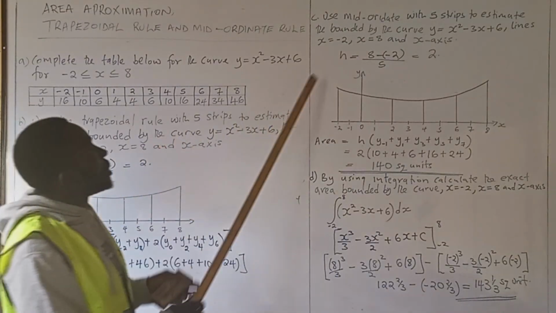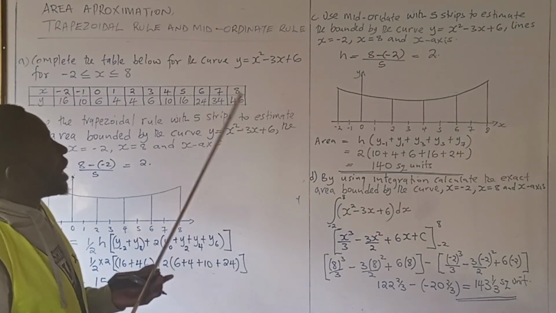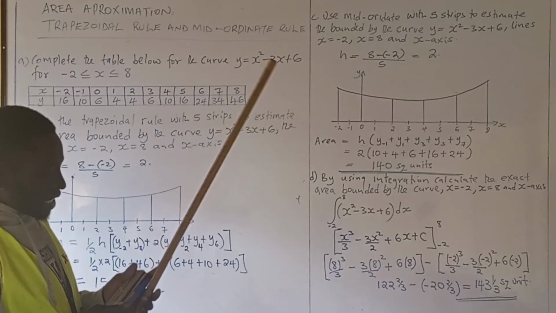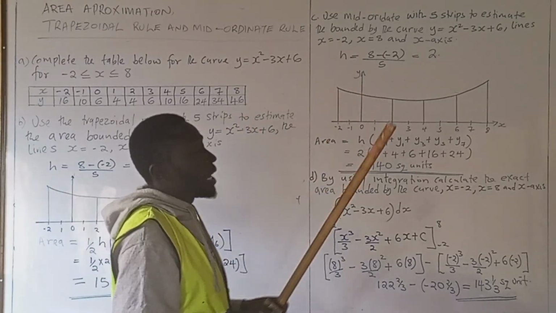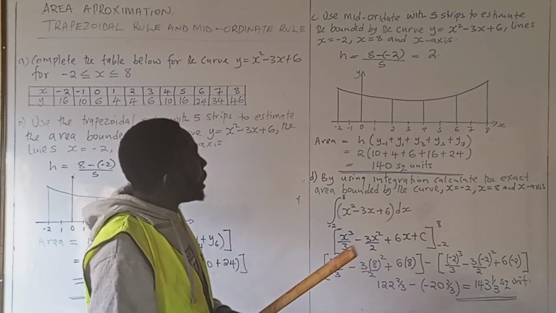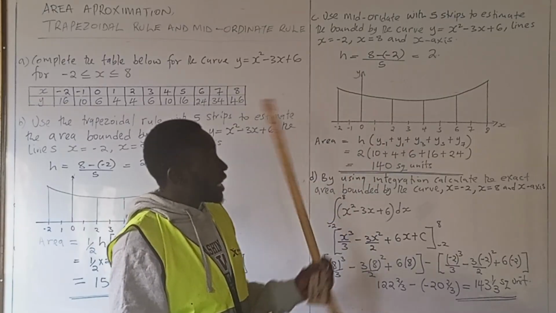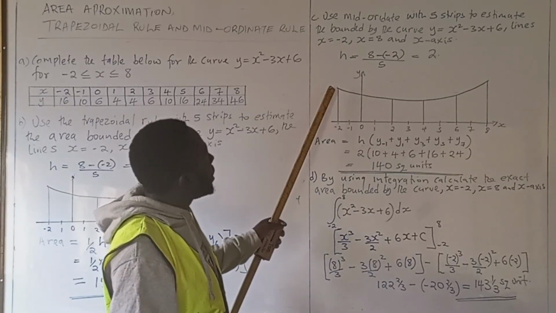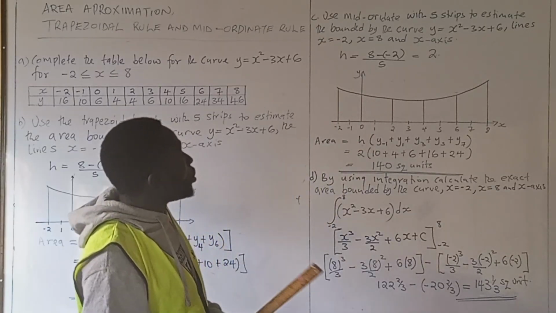Question C, use the mid-ordinate rule. Mid-ordinate rule with 5 strips. Again, with the mid-ordinate rule, you get the height. You are going to apply the area of a rectangle, which is normally length times width. So we have so many rectangles here. The trapeziums are reduced to rectangles using the mid-ordinate rule.